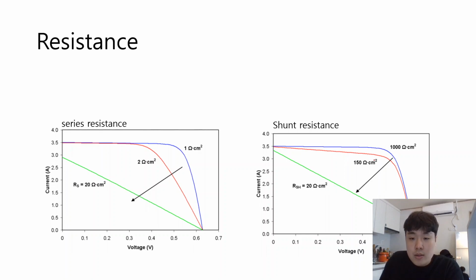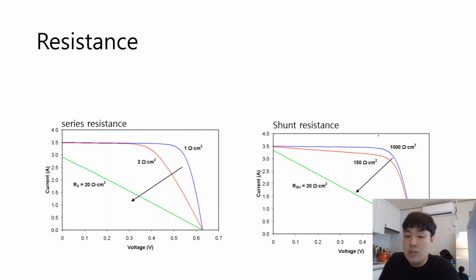And let's see the next figure. This figure is about the shunt resistance. When the shunt resistance is decreased, the IV curve also changes like this, and that means the ideality factor and efficiency are also decreased. When the shunt resistance is increased, the whole resistance components are decreased.